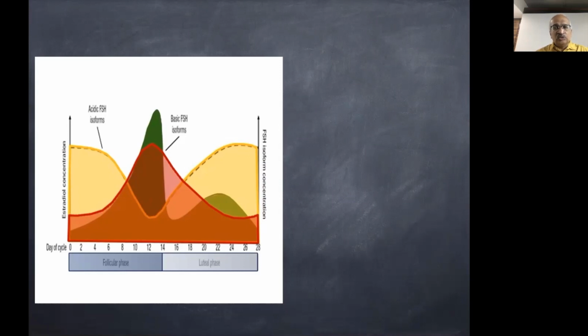And again, in the late luteal phase, when the luteofollicular transition is taking place, an acidic FSH isoform is secreted in a natural menstrual cycle, which will again push the growth of the follicles further.